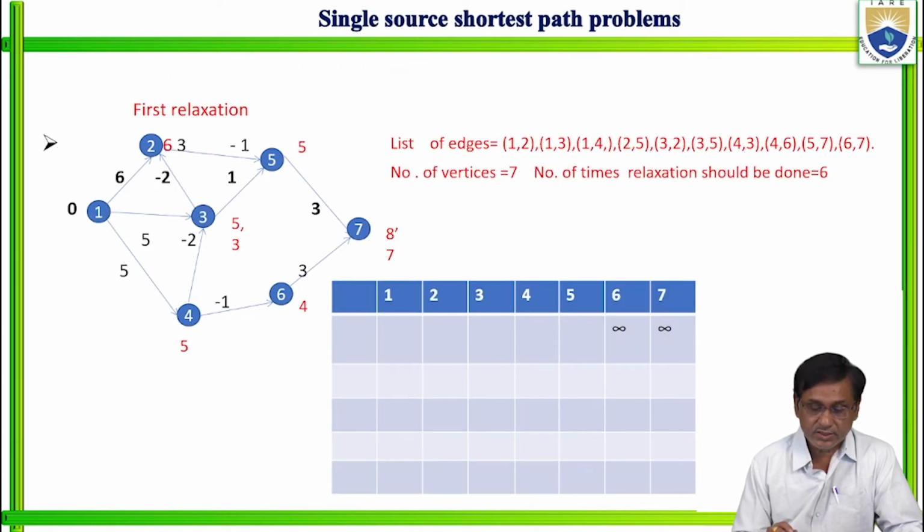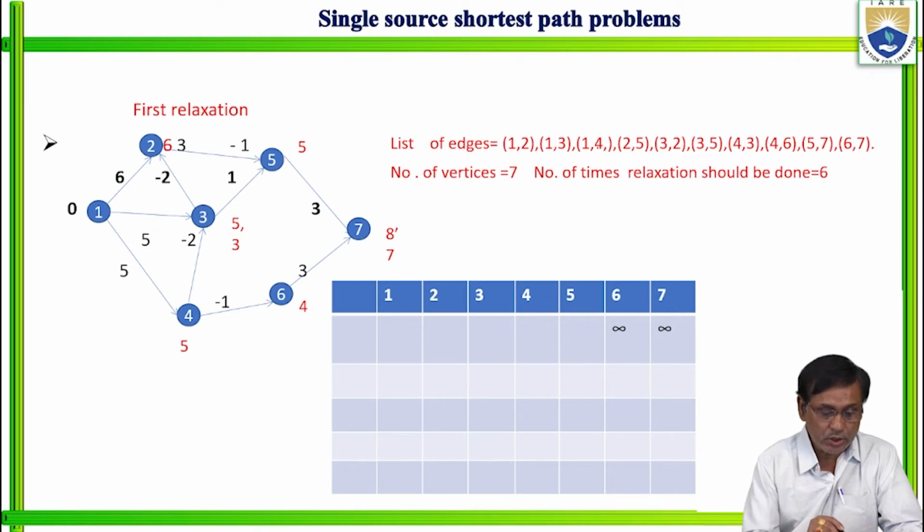Now, let A be the starting vertex. First, we have to list out the edges. What are the edges here? 1 to 2 is one edge. 1 to 3 is another edge. 1 to 4 is another edge. Next, 2 to 5 is one edge. 3 to 2 is another edge. 3 to 5 is the next edge. 4 to 3 is one edge. And 4 to 6 is another edge. 5 to 7 is one edge. And 6 to 7 is another edge.